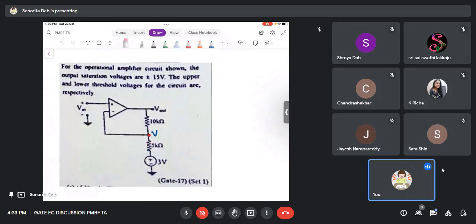So again, you see for the Opamp circuit, they are asking the upper and lower threshold voltages, right? So what is the voltage V here? So let me redraw it.